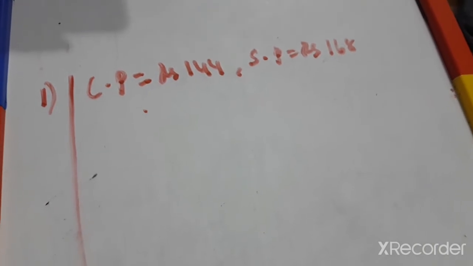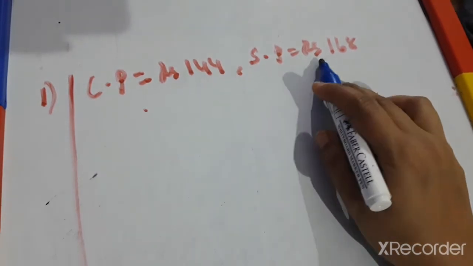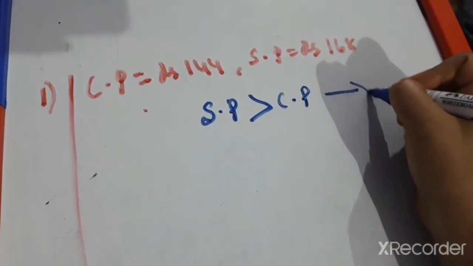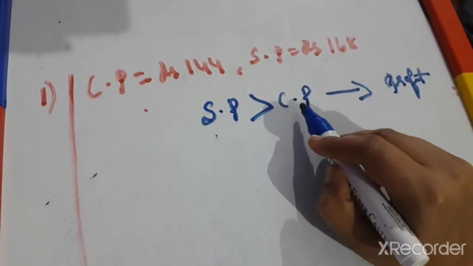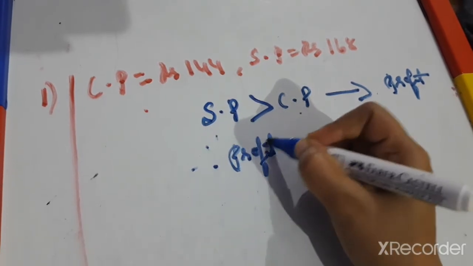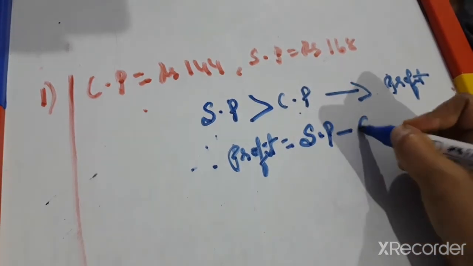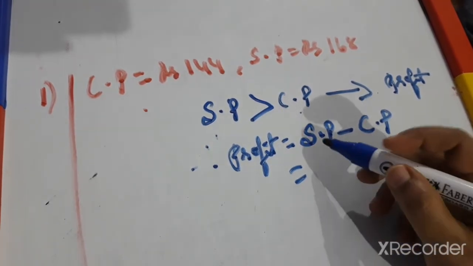So here cost price is rupees 144 and selling price is 168. We have to find profit or loss. Which is greater? Selling price is greater than cost price, then we get profit. Therefore, profit equals, what is the formula? Selling price minus cost price. This is the formula. First we have to learn all the formulas related to this chapter. Then it will be easy.